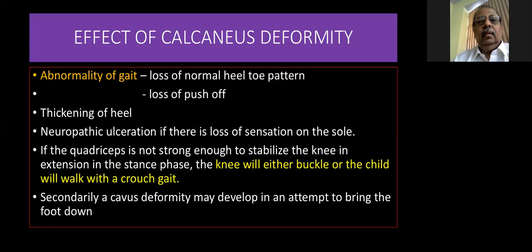Neuropathic ulceration can occur. If the quadriceps is not strong enough, what will happen? If there is a calcaneus deformity, the knee will buckle or will go into a crouch gait. Secondary cavus deformity can develop in an attempt to bring the foot down. As in the case of equinus, it has produced a planovalgus foot. Here, with the calcaneus, you have to bring the foot down to make it plantigrade. Therefore, the forefoot goes into equinus. This leads to a cavus deformity.